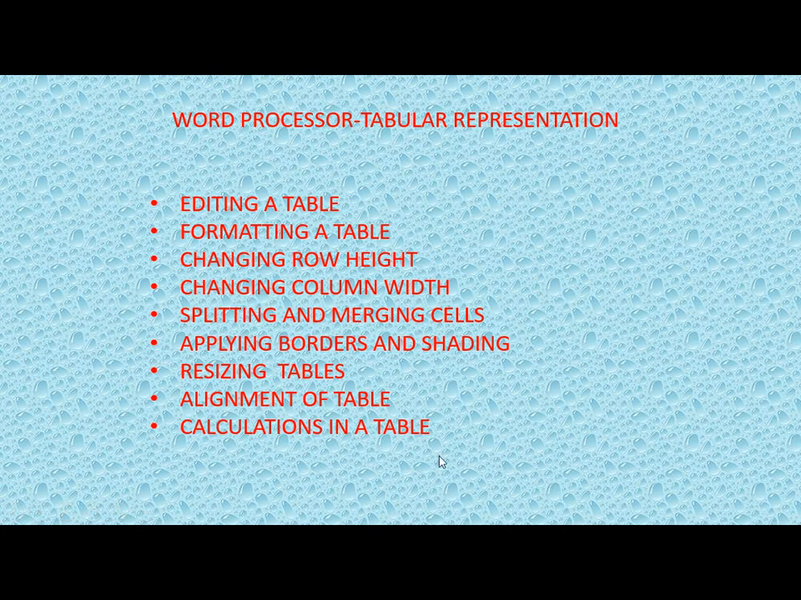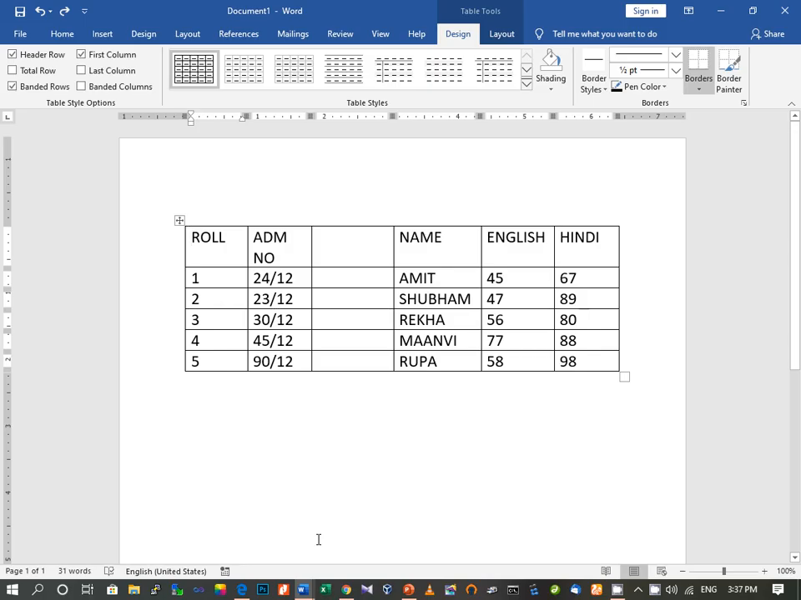Next we will learn how to change row height and column width. So this is our next topic. We will learn how to do this changing of row height and column width. So this is our original table. Here I will show you how we can change the row height and column width.